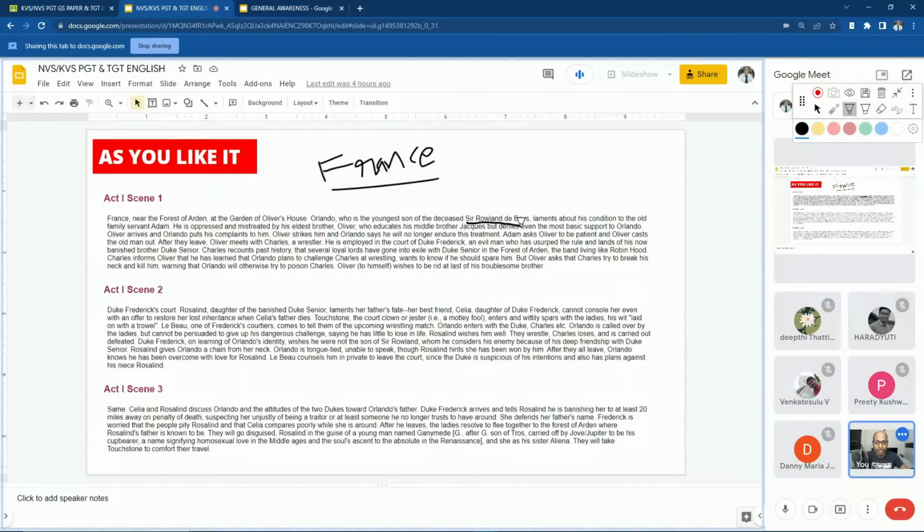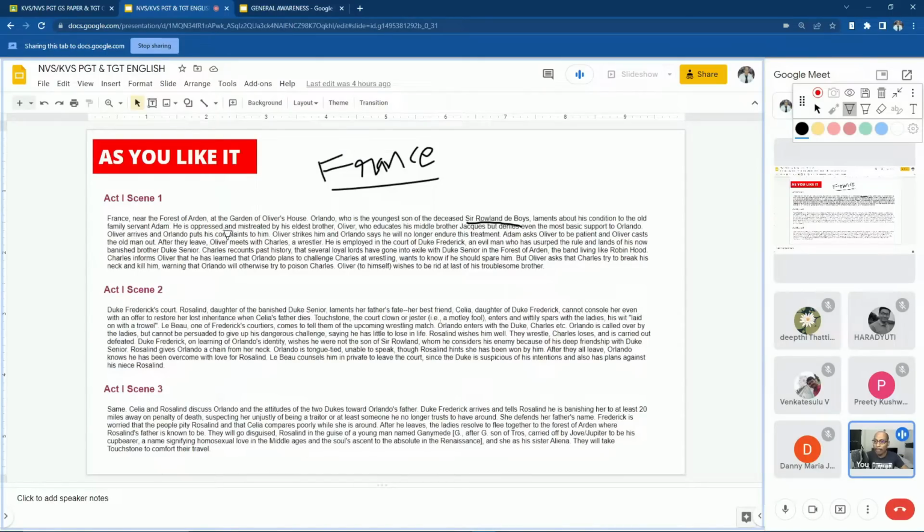Let me just explain the story, otherwise it will take much time if I go line by line. Orlando is the hero of this play, and he has a brother, Oliver. When his father Sir Rowland de Boys died, he laments his condition to the old family servant Adam. Orlando and Adam are important because these two went to the forest of Arden. Adam is a faithful servant to Sir Rowland de Boys. When he observed Oliver's ill treatment of Orlando, he suggested Orlando move out of the place.